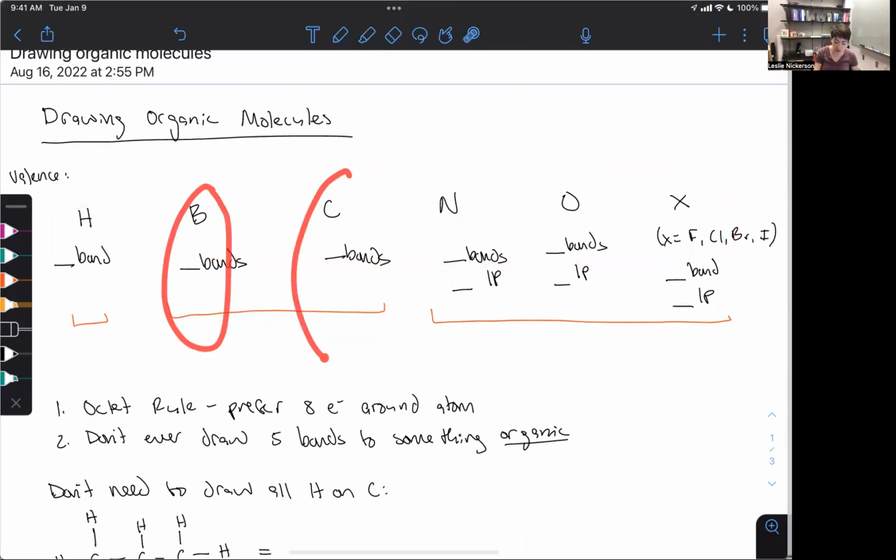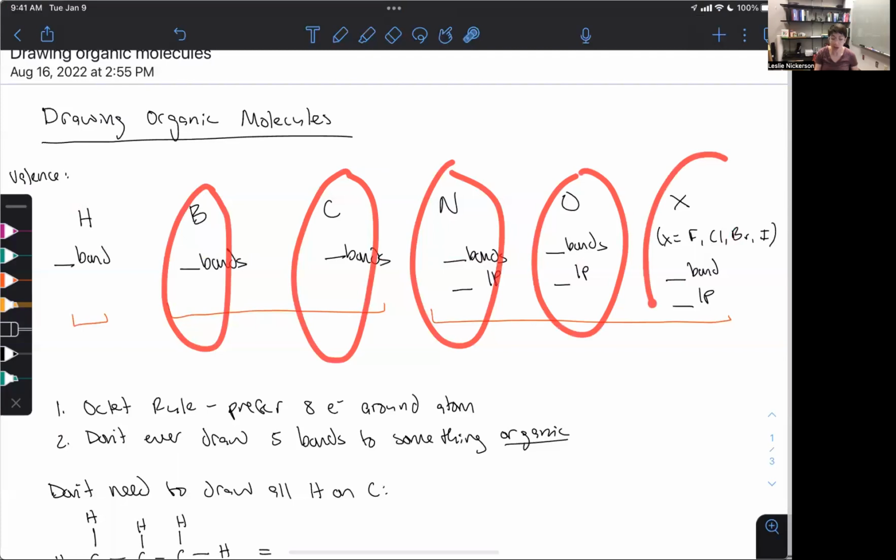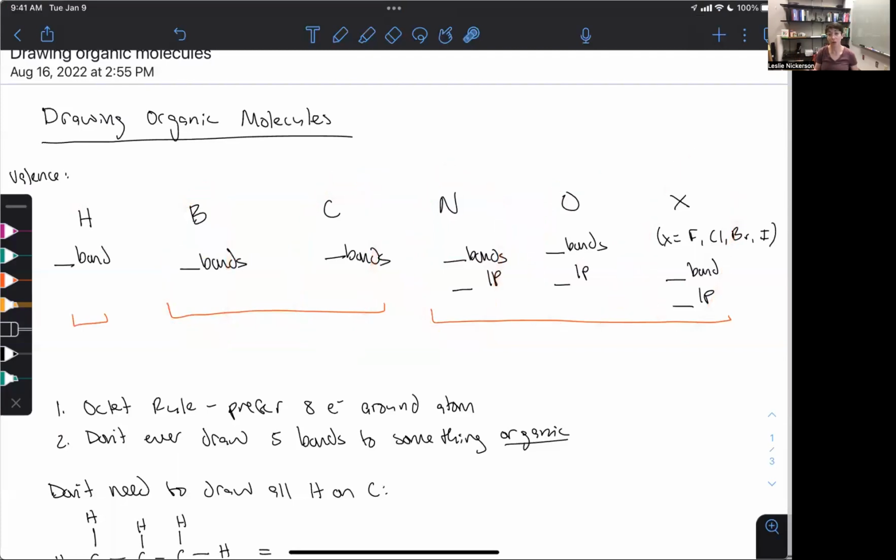The columns, as we learned in Gen Chem, tend to have very similar bonding patterns as the ones up here, but there are going to be some differences which we'll talk about as we get there. But for now, let's just talk about these ones. So for valence electrons, hydrogen has 1, boron has 3, carbon is 4, nitrogen is 5, oxygen 6, and any of those halogens, like fluorine, chlorine, bromine, iodine, are all going to have 7 valence electrons.